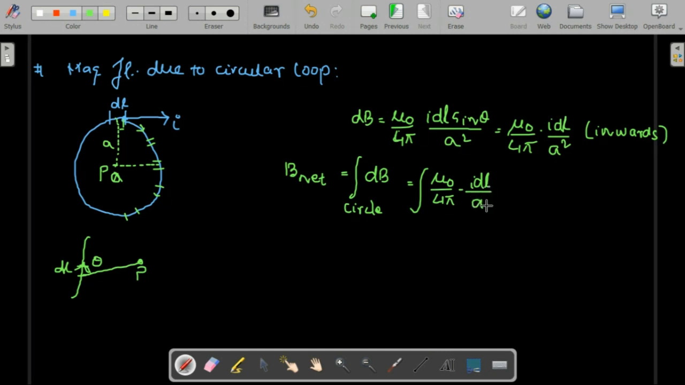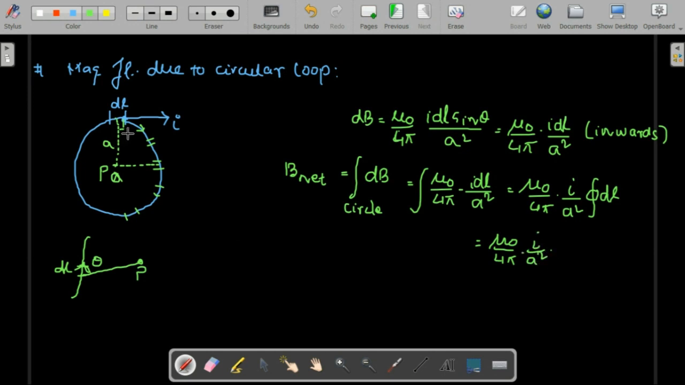Now if you look here, more or less everything is a constant. Mu naught by 4 pi is obviously a constant, and the current flowing in this circle is constant. This a is also constant because that's the radius of the circle, so this a square will remain constant. The only thing that I need to integrate is dl, and this is basically a closed loop. So if you take this length, it is going to form a circle, a closed loop. So if we look here, this is nothing but the entire length times I by a square.